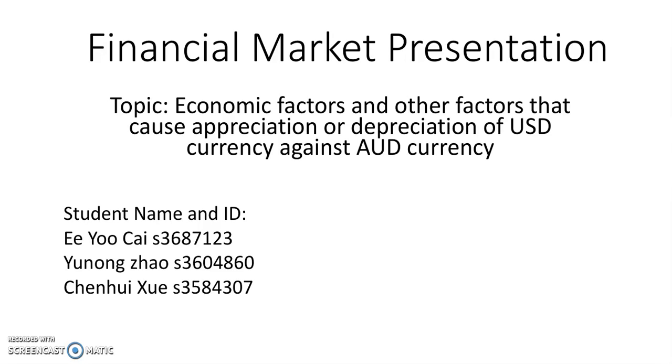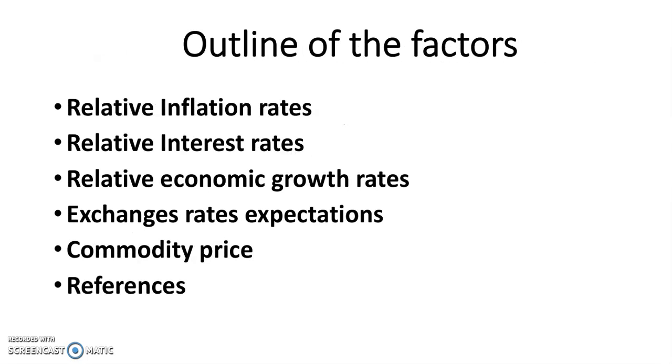Today we would like to talk about the economic factors and other factors that cause appreciation or depreciation of USD currency against AUD currency. So this is our outline of the factors. First we are going to talk about the inflation rate, and then the next one is interest rate, and then economic growth rate, exchange rate expectation, commodity price, and the last one is reference.